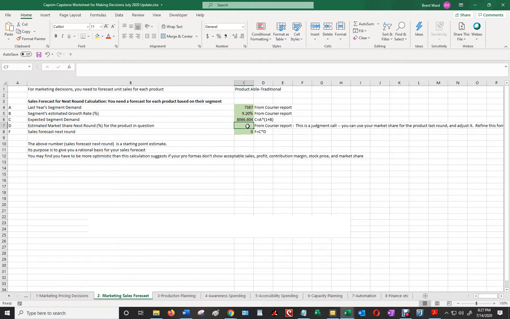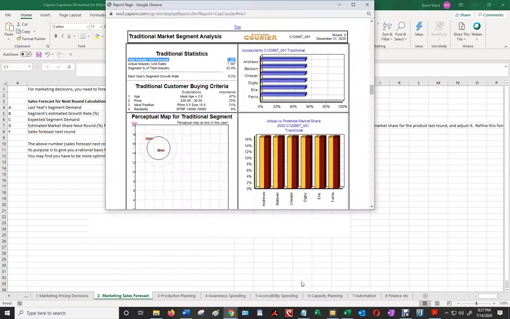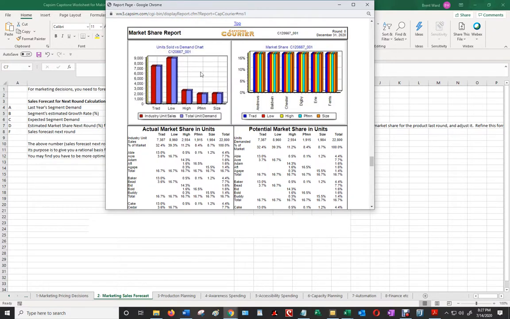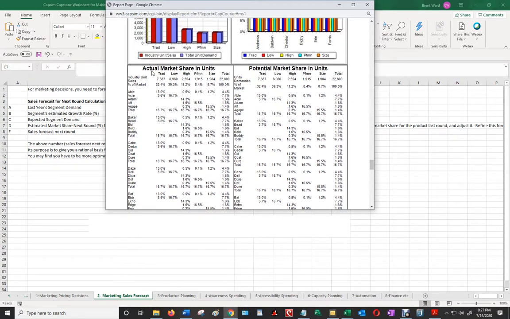I have to figure out how much of that pie I'm going to get with my own Product Able. And I'm just going to assume that it's the amount that I got last time in that segment. The way you do that is you go into the Capstone Courier again and scroll down to page 10. This is called the Market Share Report. There are two, actual market share and potential market share. You always want to use the potential market share to estimate what your market share will be in the future. That's because your potential is how much you could have sold if you had made enough, and sometimes you don't make enough in production. When we get to production decisions, you'll see how to reach your potential, but that's what you should be basing your sales forecast on, your potential.